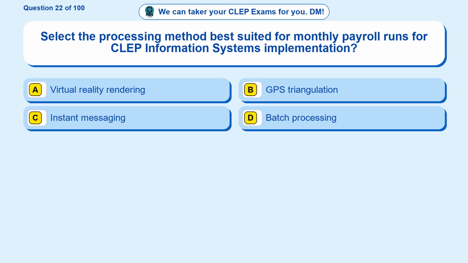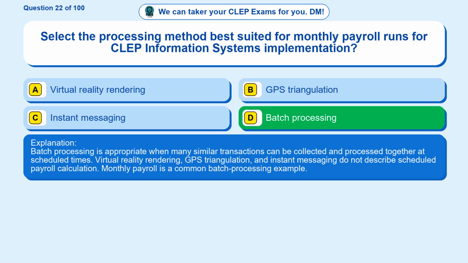Question 22. Select the processing method best suited for monthly payroll runs for CLEP Information Systems implementation. Option A. Virtual reality rendering. Option B. GPS triangulation. Option C. Instant messaging. Option D. Batch processing. The correct answer is option D. Batch processing. Batch processing is appropriate when many similar transactions can be collected and processed together at scheduled times. Virtual reality rendering, GPS triangulation, and instant messaging do not describe scheduled payroll calculation. Monthly payroll is a common batch processing example.